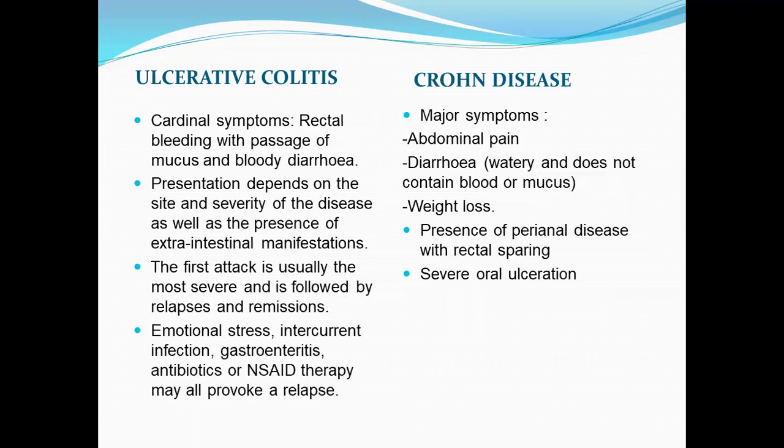So when we talk about the diarrhea, with bloody diarrhea, it speaks more towards ulcerative colitis. So you have rectal bleeding with passage of mucus and bloody diarrhea. You also have the presentation which depends on the site and severity of the disease. The sites we already mentioned, it could be the rectum, the sigmoid, and so on and so forth.